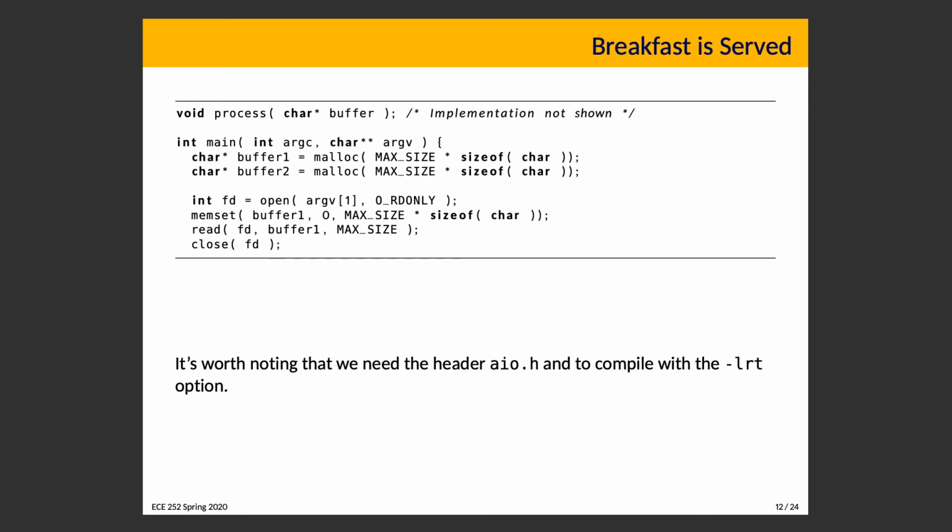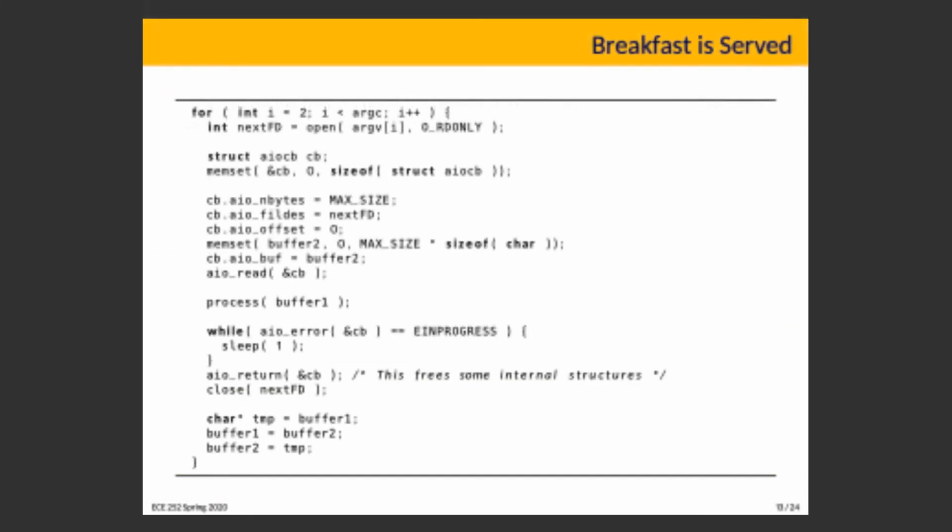Okay, so main allocates two buffers, each of some fixed size, max size times size of char, and we will open the first file, open it read-only. We will memset our first buffer, and we will read from that file into that buffer and then close the file descriptor. So that's the first one. It is the first blocking read sort of thing, and we're quite familiar with that. Okay, and now let's actually do the asynchronous I/O part here.